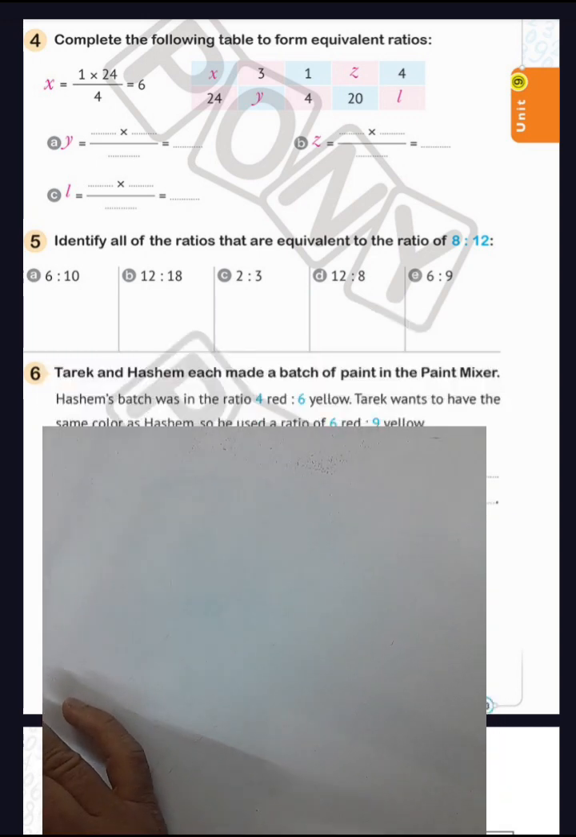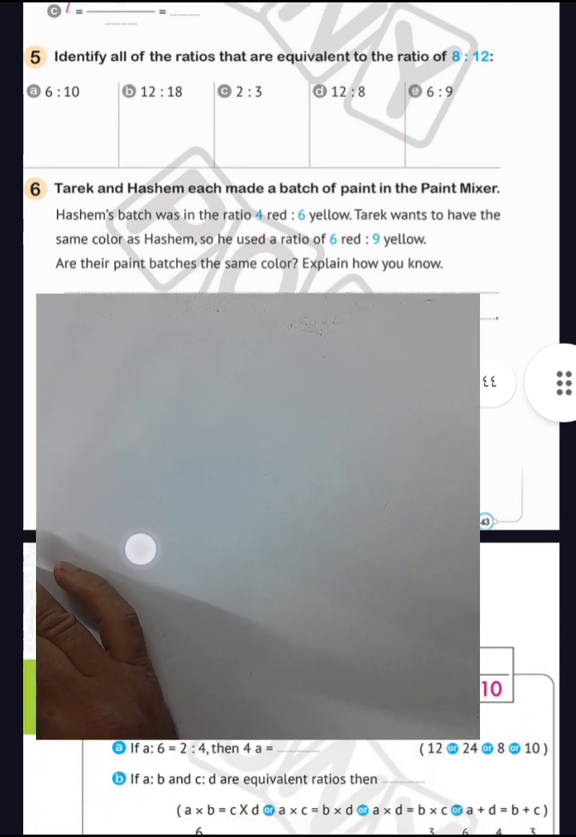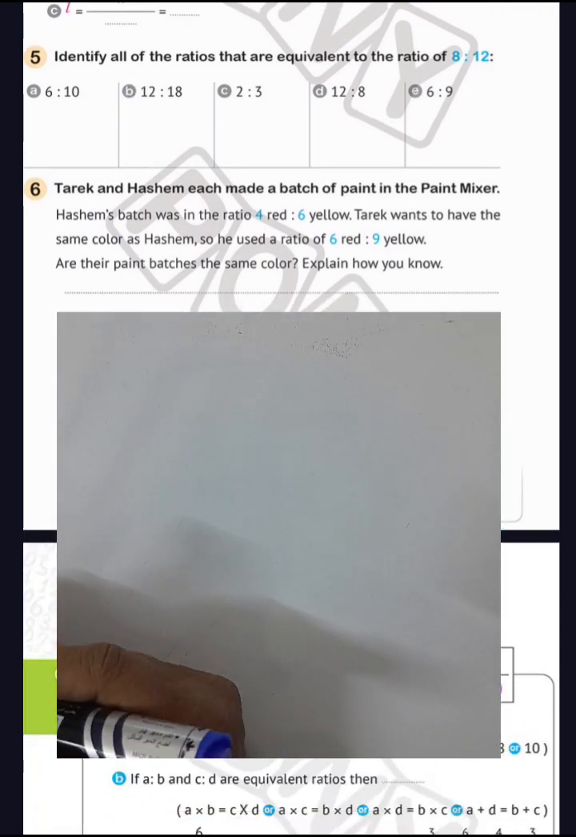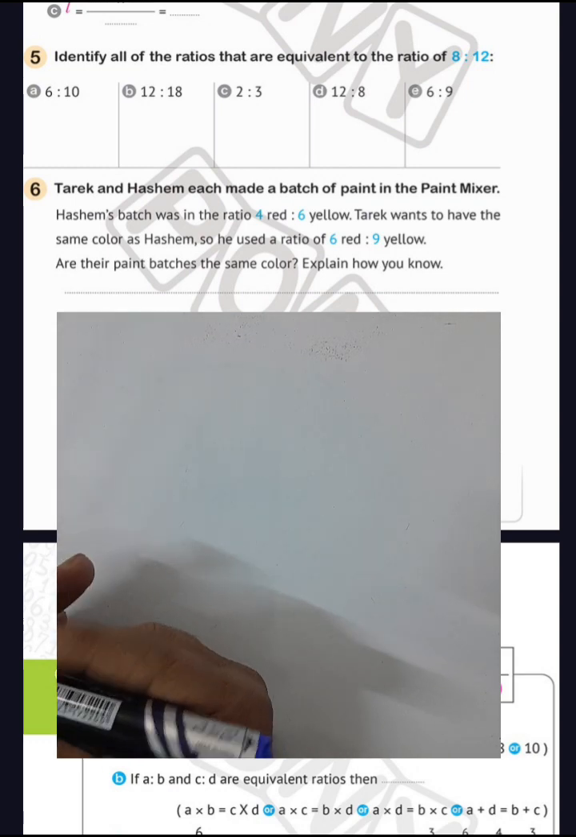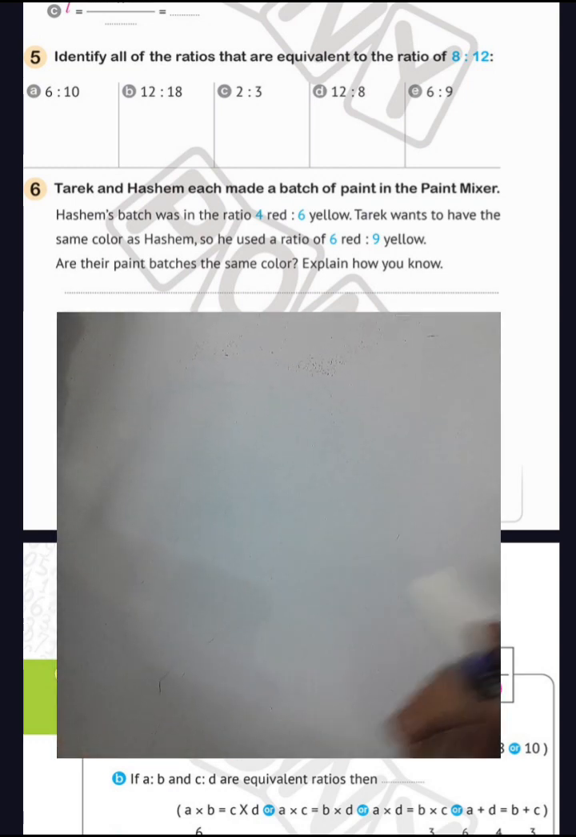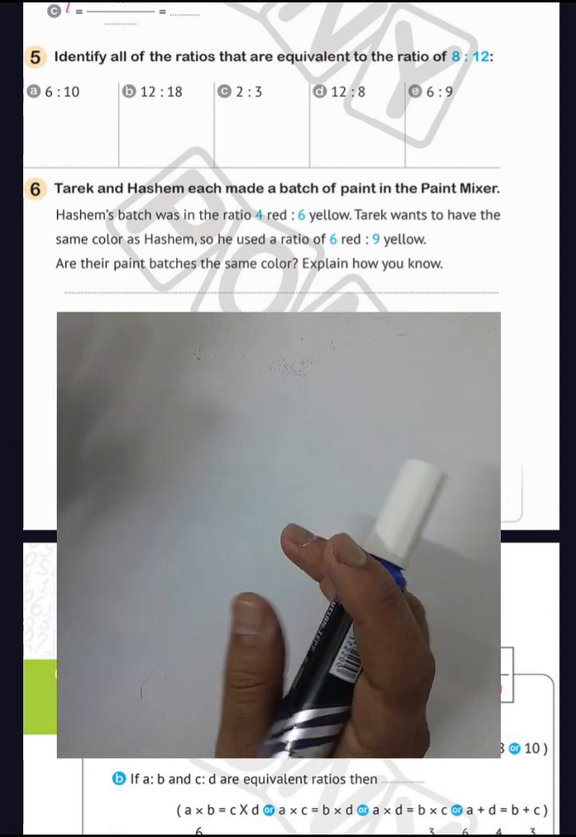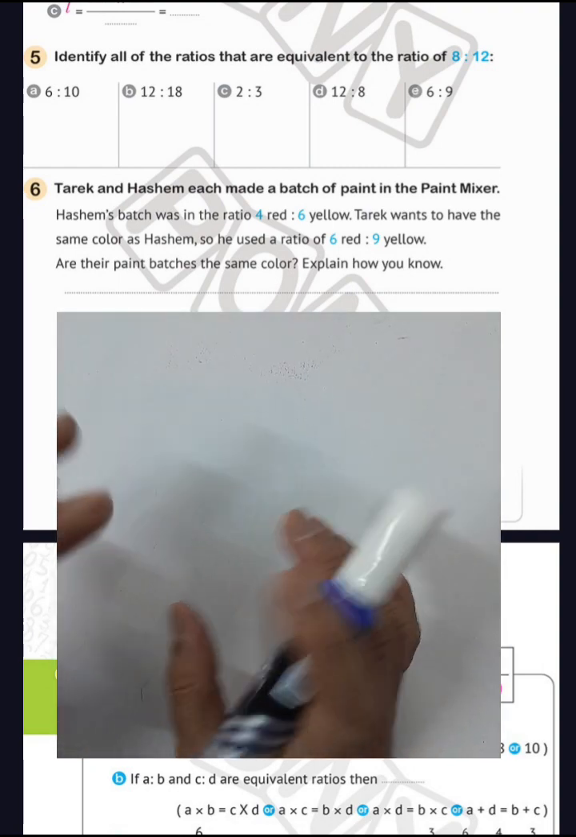Now, question number 6. Tariq and Hisham each made a batch of paint in the paint mixer. Hisham's batch was in the ratio 4 red and 6 yellow. Tariq wants to have the same color as Hisham, so he used the ratio 6 red and 9 yellow. Are their painted batches the same color? Explain. We want to find whether the two ratios are equivalent or not.